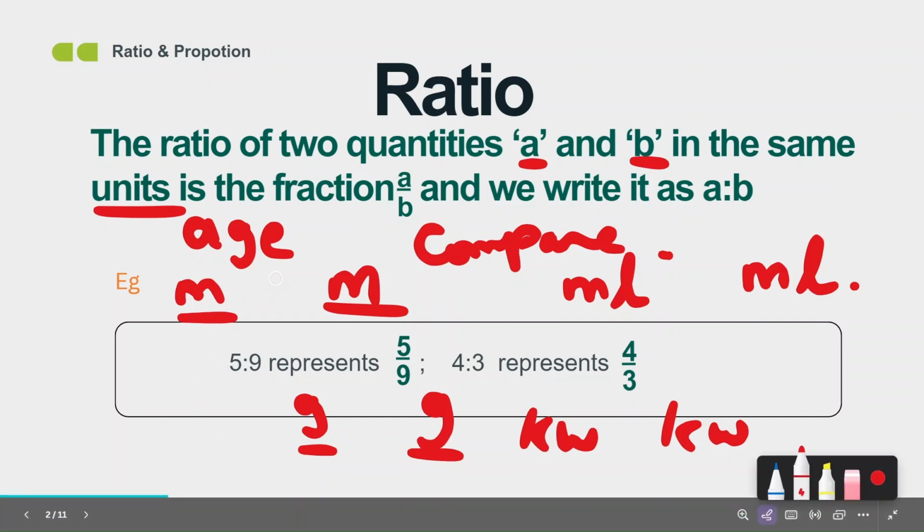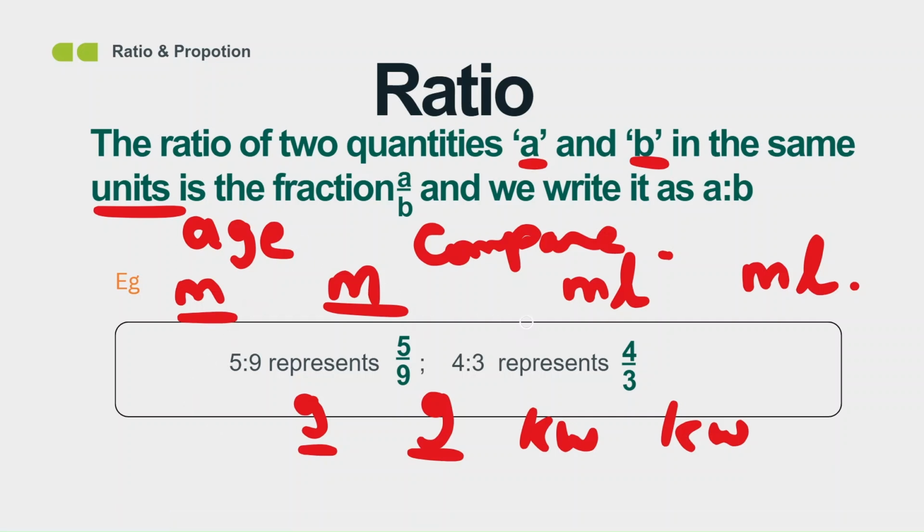1 meter cannot be compared with age. 1 liter cannot be compared with kilogram. That we should not do. That is what it means. 5:9 represents 5 by 9. We can represent these ratios as a fraction also. We can represent 4:3 as a fraction also.